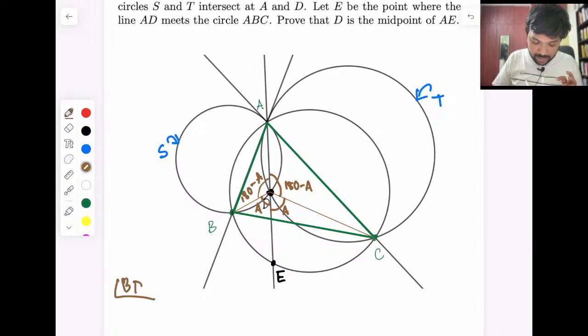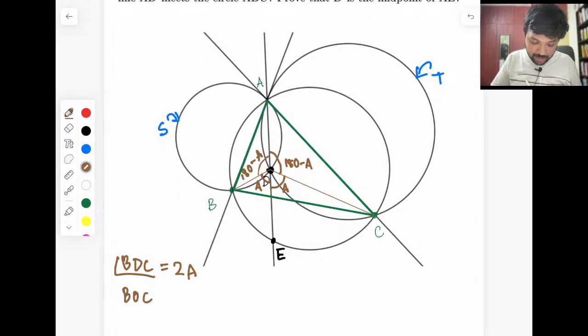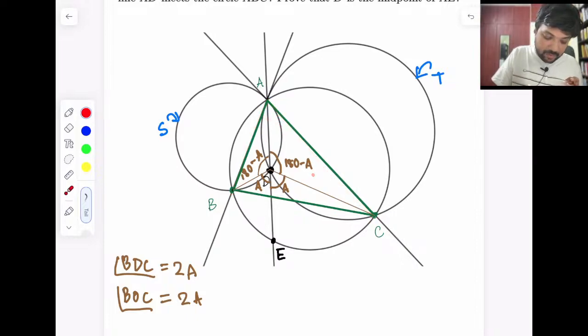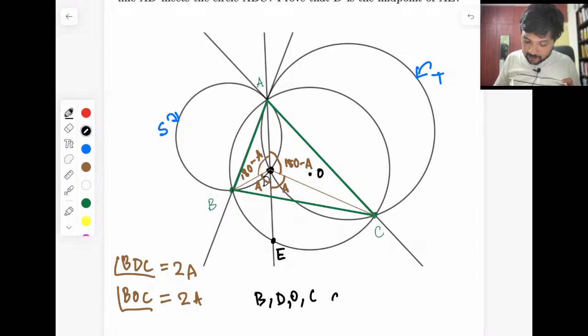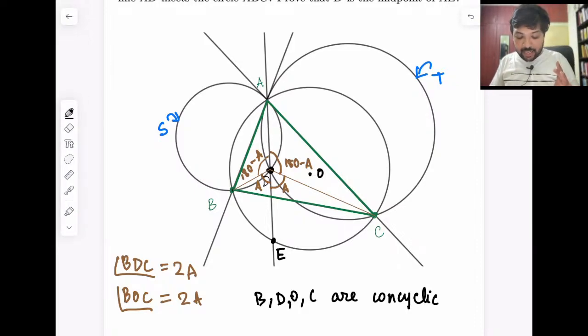One thing is BDC is 2A, but we know another thing that subtends 2A, and that is BOC, because the angle subtended at the center is 2 times the angle subtended at the arc. So this is BAC, which is A, and if we take the center of the circle, which I didn't draw, the center O, then BOC is also 2A. The fact that BDC is 2A and BOC is 2A means that B, D, O, C are concyclic.